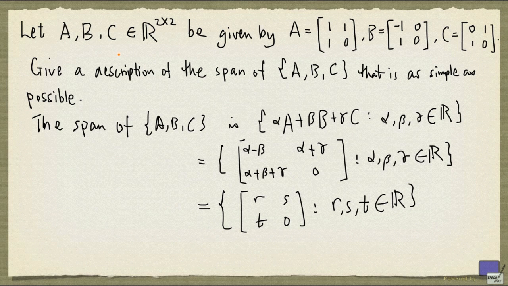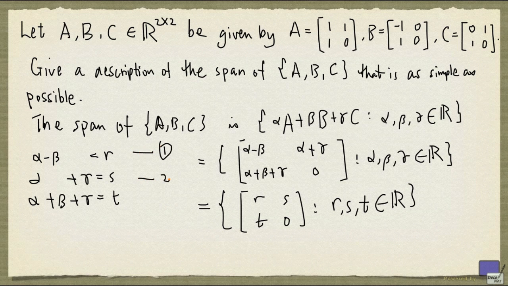Now, in order to prove this, we have to show that given any R, S, T, we can find alpha, beta, and gamma, such that alpha minus beta is R, alpha plus gamma is S, and alpha plus beta plus gamma is T. In other words, we want to show that this system always has a solution. And it's not too hard to solve the system, and we are going to label these 1, 2, and 3.